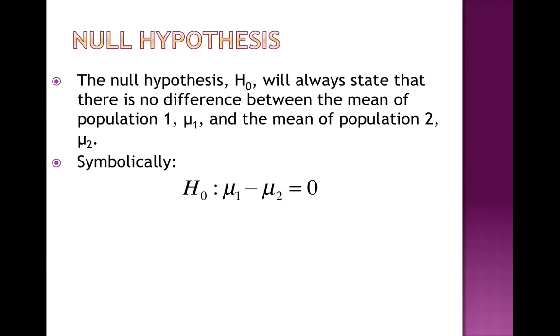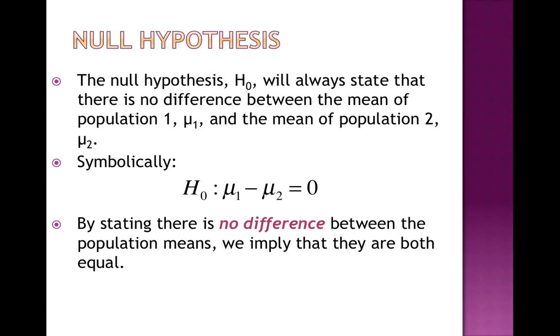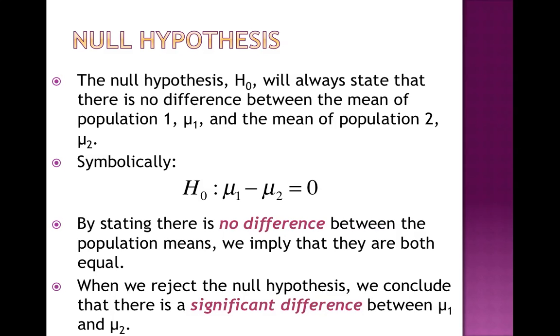So when we start a hypothesis test, we make the assumption that the two population means are the same. And then we proceed to try to disprove that by showing that they are very different. So when we state there's no difference between the two population means, we imply that they are both equal. And if we reject the null hypothesis, at the very end of the test, we state that there is a significant difference between mu1 and mu2. So the implication of rejecting the null hypothesis is basically saying that mu1 and mu2 are not the same. There is a significant difference between them.